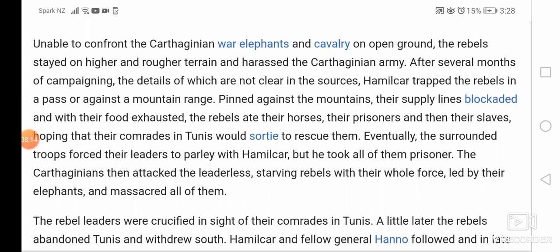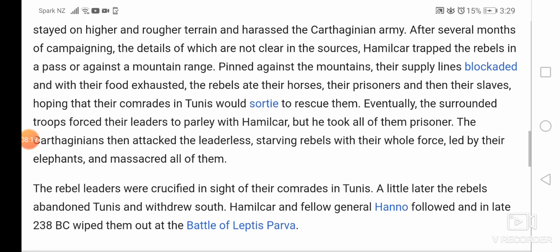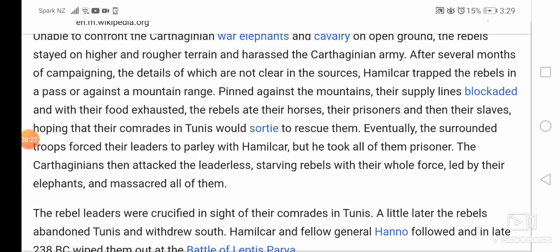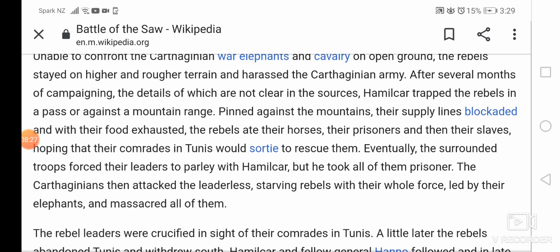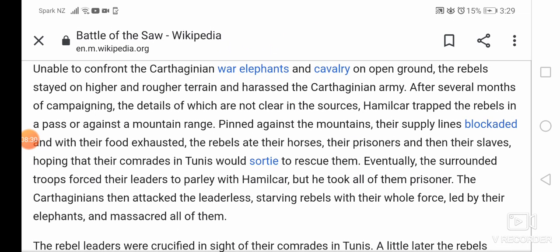That seems a funny sentence. Don't you trap them in a pass or against a mountain range? Or surely it's trap the rebels in a pass and a mountain range, a peculiar sentence. "After several months of campaigning, the details of which are not clear in the sources, Hamilcar trapped the rebels in a pass or against a mountain range." I think it's badly written, and there's too many bits of information, and I think it could be rethought and rearranged.